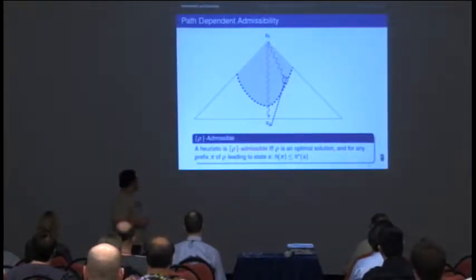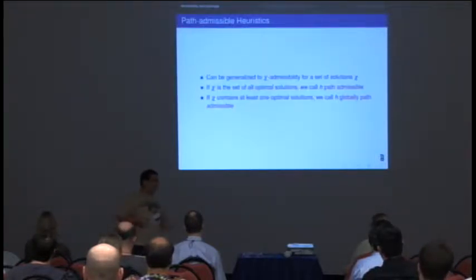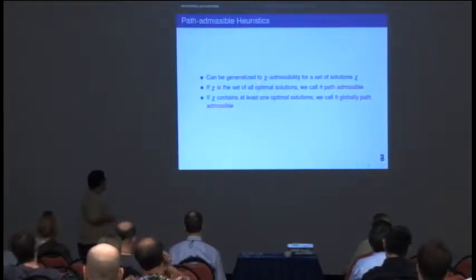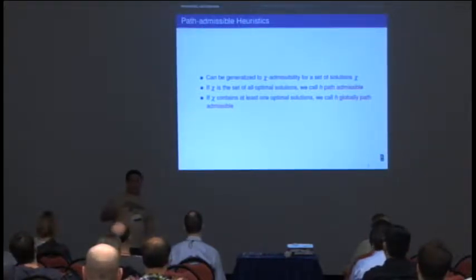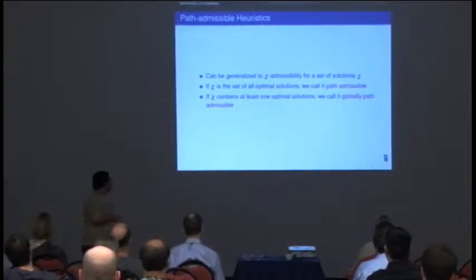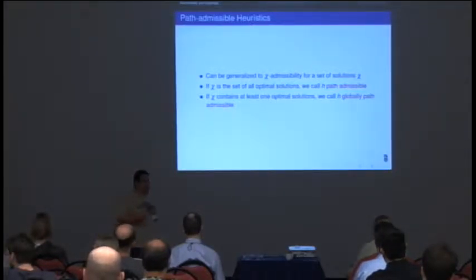So this is rho admissible for some optimal path rho, and we can generalize it to a set of optimal solutions, or a set of solutions in general. So if phi is the set of paths along which we have admissible estimates, and this is the set of all optimal solutions, we're going to call H path admissible. It basically means that for any prefix of any optimal solution, we're going to get an admissible estimate. And if it contains at least one optimal solution, we're going to call it globally path admissible.